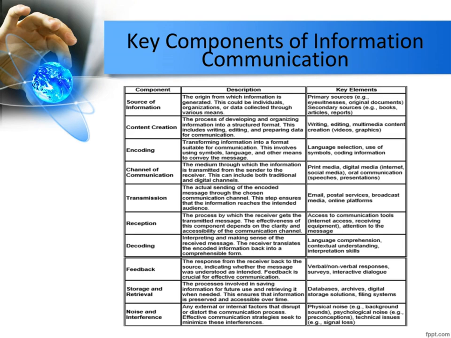In summary, information communication is a structured process involving multiple components. When all components function properly, information can be shared accurately, understood clearly, and used effectively in society.